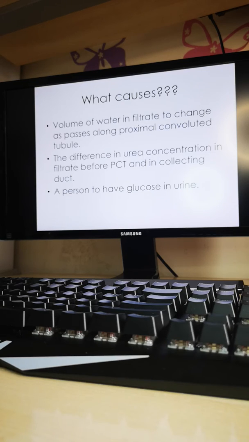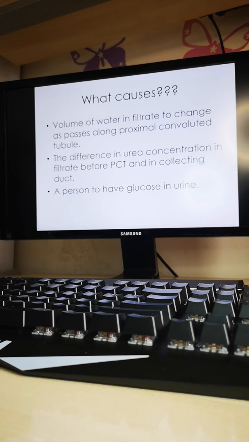And in the collecting duct, at the end of this process, all that water, or most water, will be reabsorbed. So you would expect the urea concentration to be much higher at the end of the nephron than it is at the start, not because the amount of urea has changed, but because the amount of water in the filtrate has decreased as the water was reabsorbed back into the blood in different sections of the nephron.